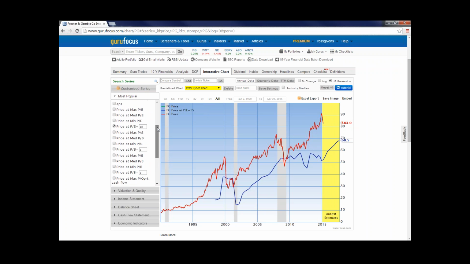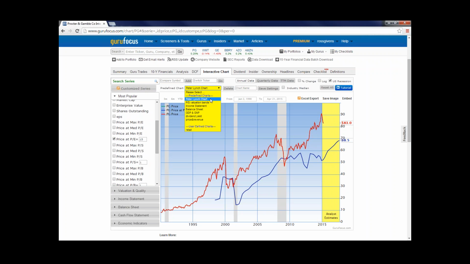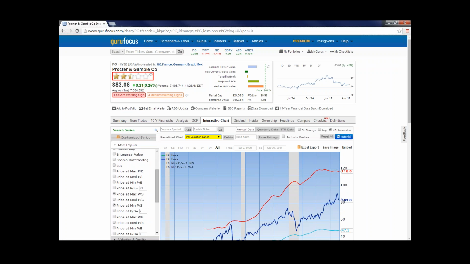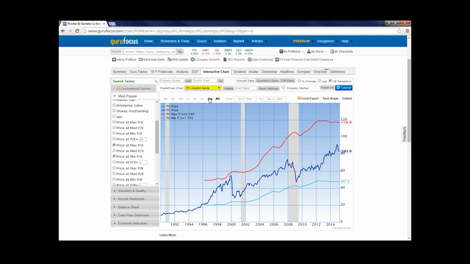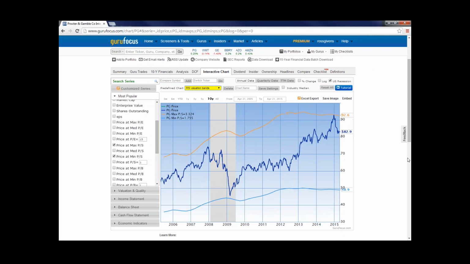Another, especially with the retailers, I really like these price to sales valuation bands. It gives us a really nice idea of the range these stocks should be trading in based on historical valuations, and are we near the higher end of the historic valuation levels, or are we near the lower end? And I like to come in here and add the median price to sales too, just to give us a better idea.